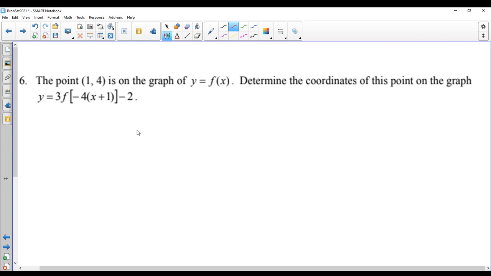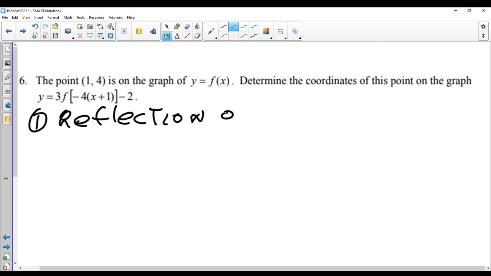Gary, give me some of the transformations that you notice for this function. Give me all the stuff that you think is going on. Reflection on y. Give me one more. Gary, give me one more. Vt down 2.